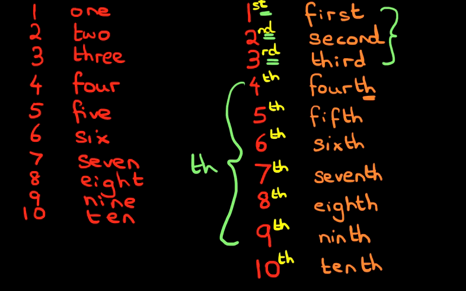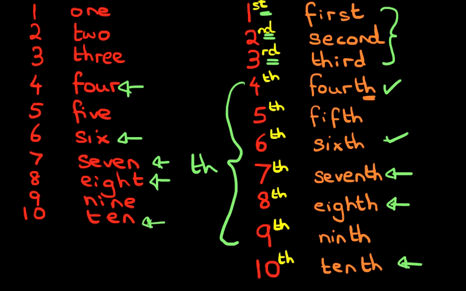Now, in terms of writing them down, from 4 to 10, they all end in TH. How they are written is slightly different. For example, fourth is the number 4, you write it down 4, the same as here, with just a TH at the end. Sixth is exactly the same. You write down 6 with a TH. Seventh is the same. Eighth is the same too. It's already got a T. All you're doing is just putting a H at the end. 10th is exactly the same. You write down 10 with a TH at the end.